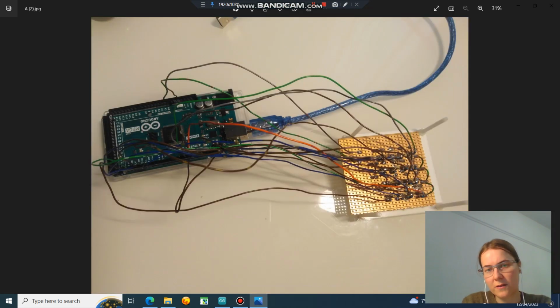This picture shows what I built. Here is the Arduino Mega board. There's another board. There are jump wires. The blue one is the USB cable. This model is called Plug and Play. I can upload it and run it.